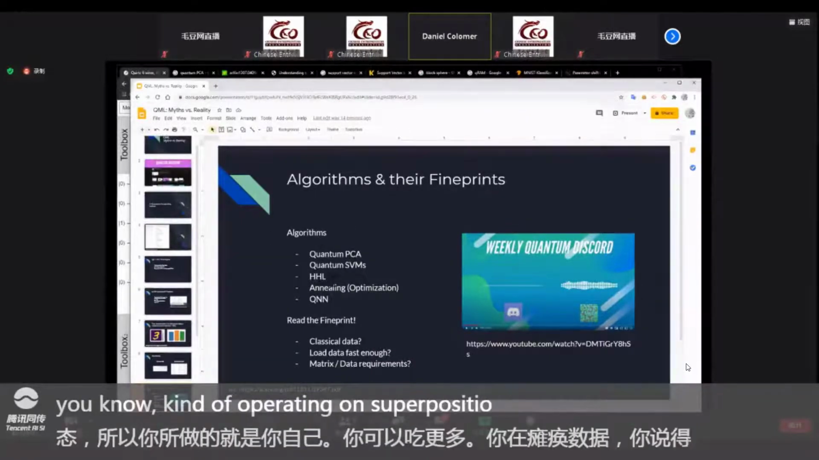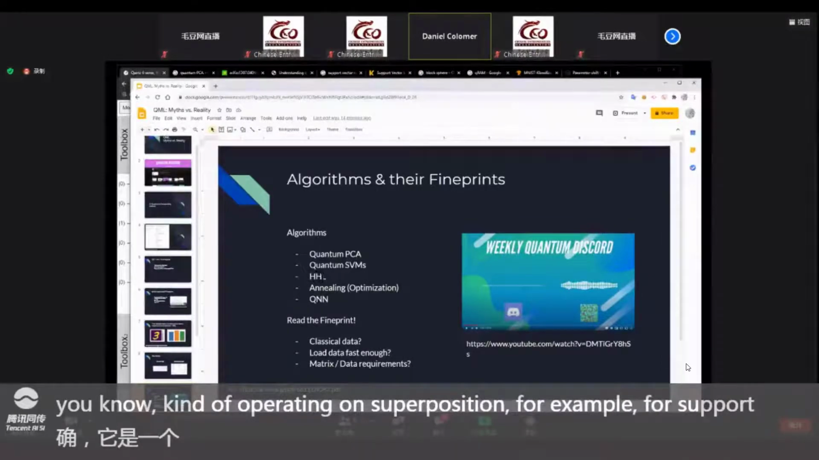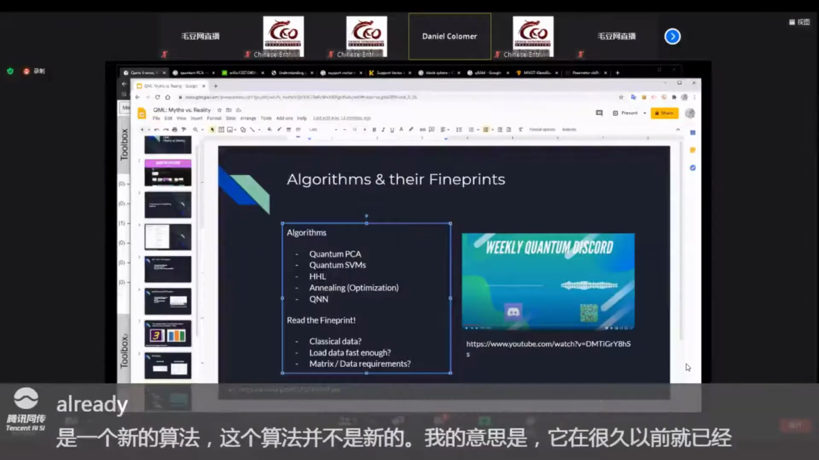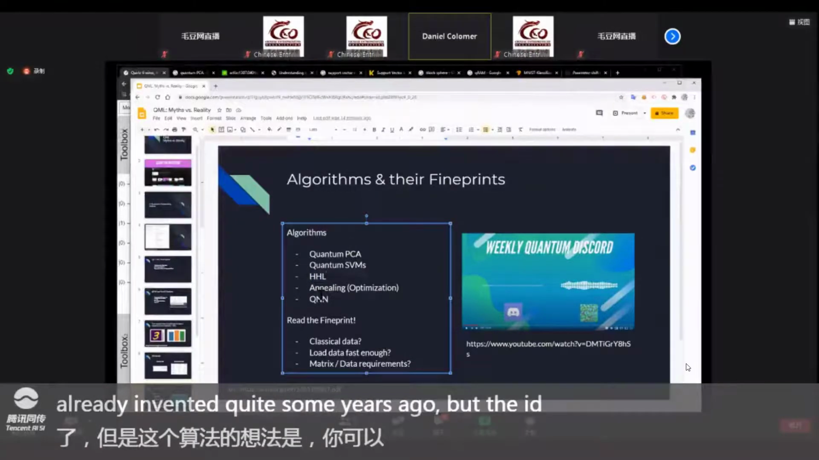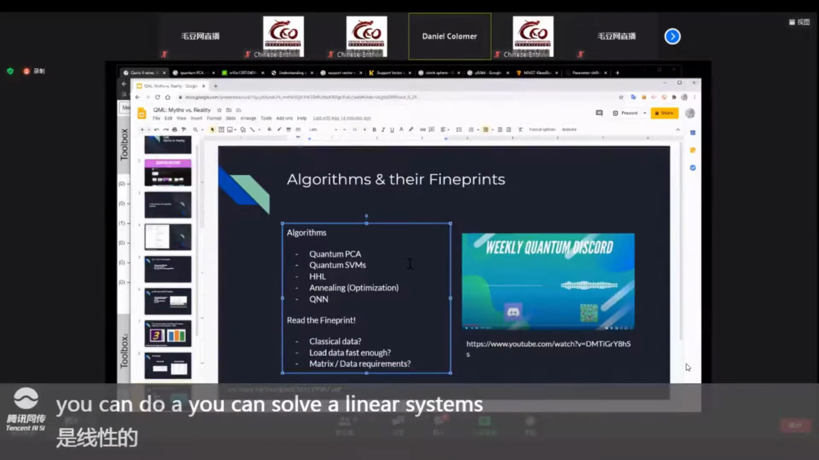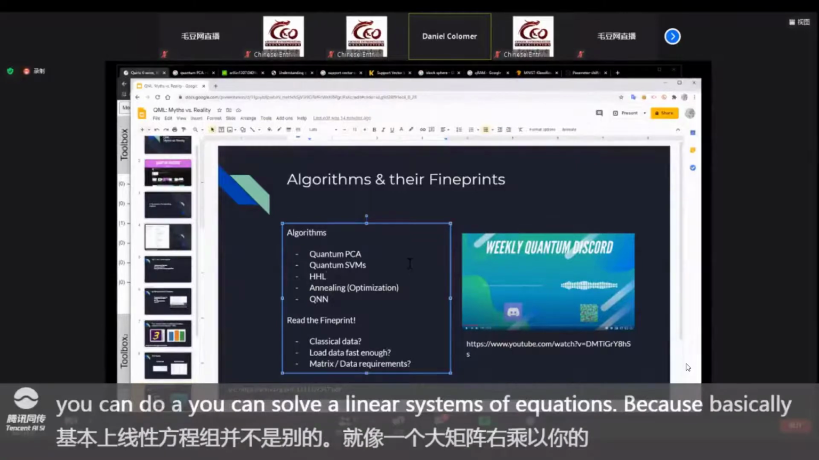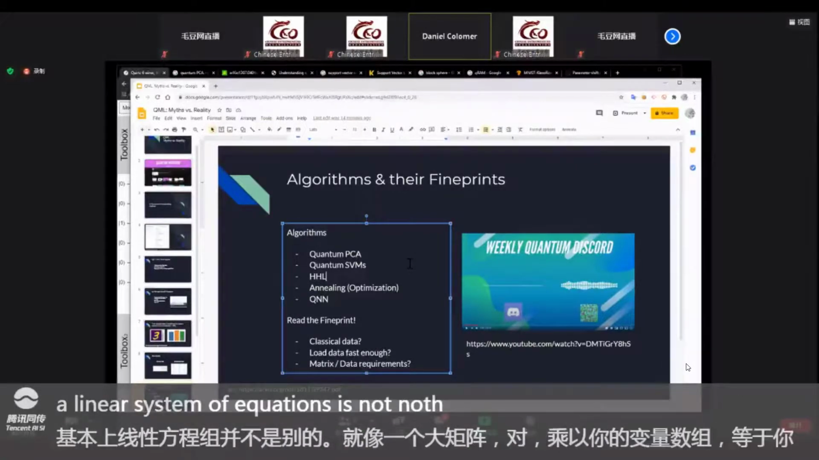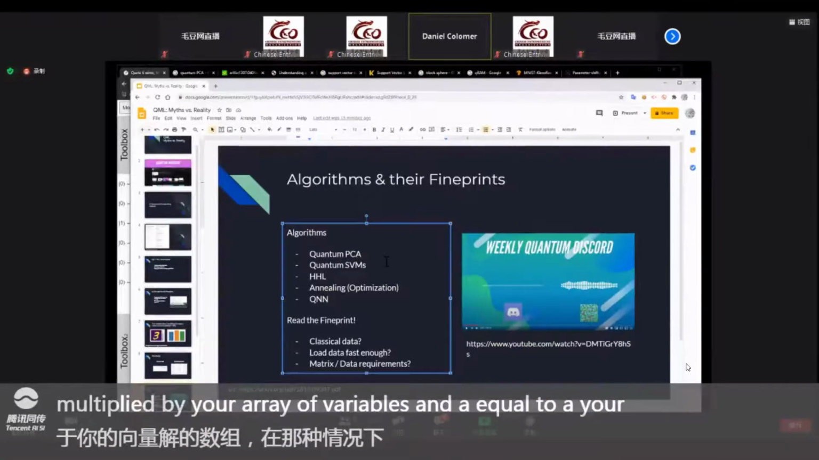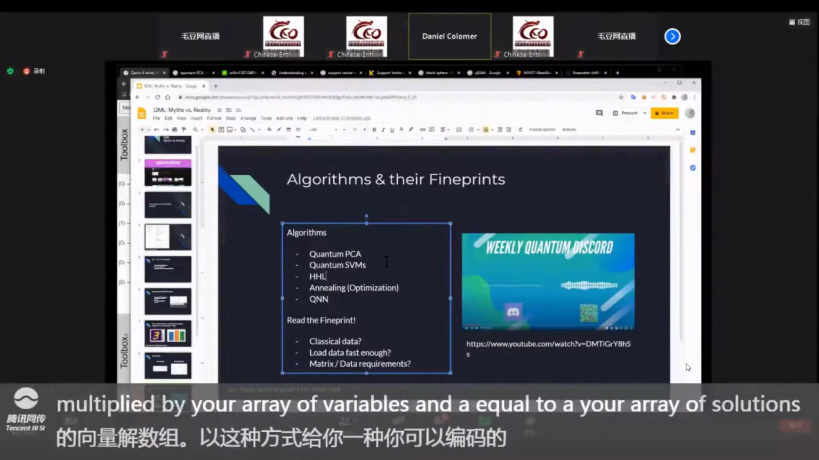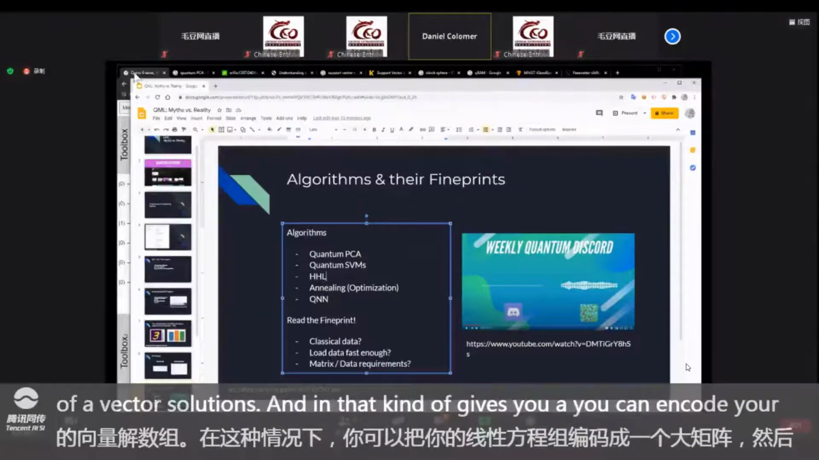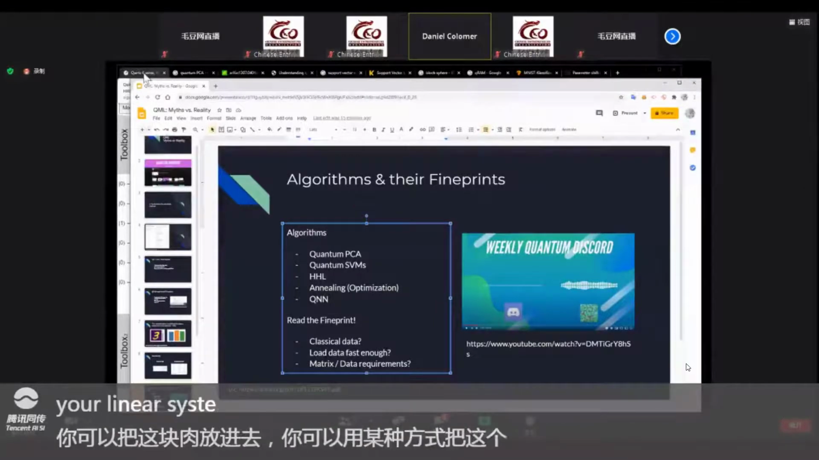With HHL, it's a new algorithm. Well, it's not new, it was invented quite some years ago. But the idea of this algorithm is that you can solve linear systems of equations, because a linear system of equations is nothing else than a big matrix multiplied by your array of variables and equal to your vector of solutions. If you can encode your linear system of equations into a big matrix, and then somehow load this big matrix into a quantum computer, this algorithm gives you a recipe to actually solve these.